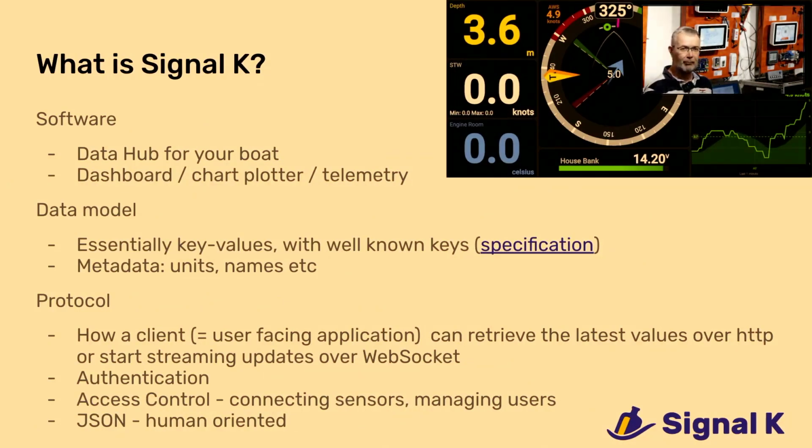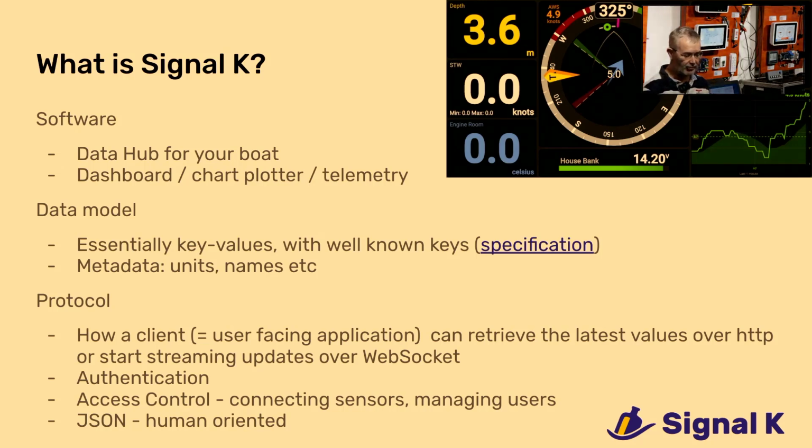So what is Signal K? It's easy to say it's some software, a data hub for your boat. So it's a hub that brings together all the data that is produced and available on a boat. But it's also some user-facing software. You can build dashboards or chart plotters, and you can do telemetry, so handle all your data, put it in a database, and draw some nice graphs from that.